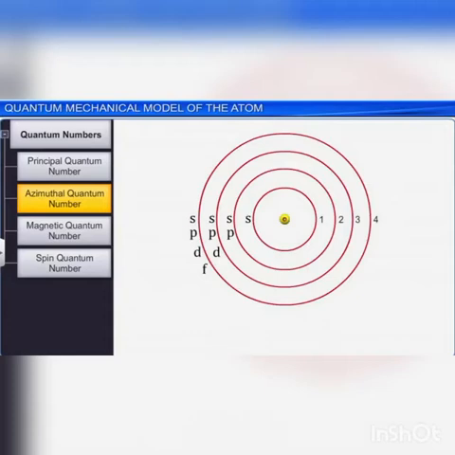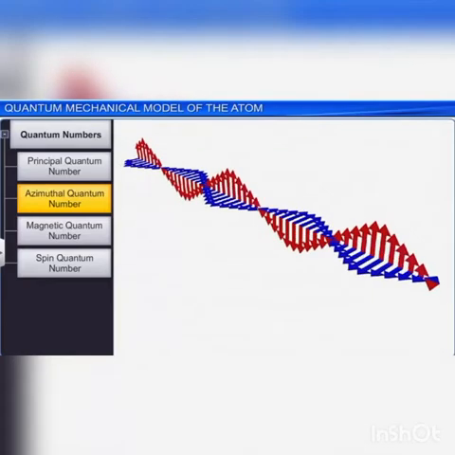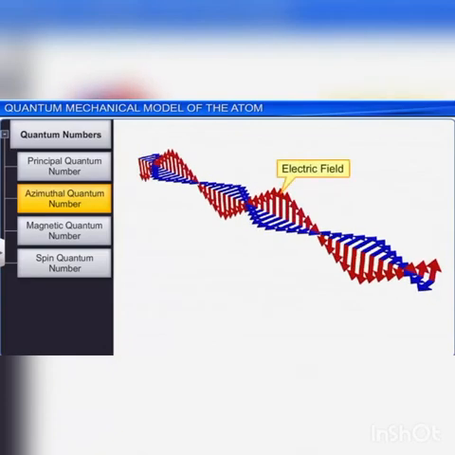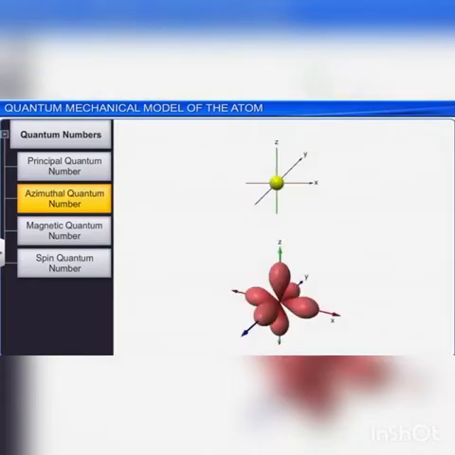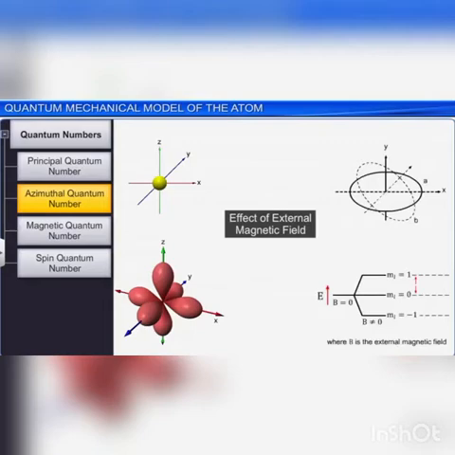The s subshell has the lowest energy, and the energies of the subshells within the same principal shell follow the order s < p < d < f. An electron moving in a subshell generates an electric field and magnetic field resulting from its motion around the nucleus. Thus, under the influence of an external magnetic field, the electrons moving in the subshells tend to reorient themselves into the specific orbitals.